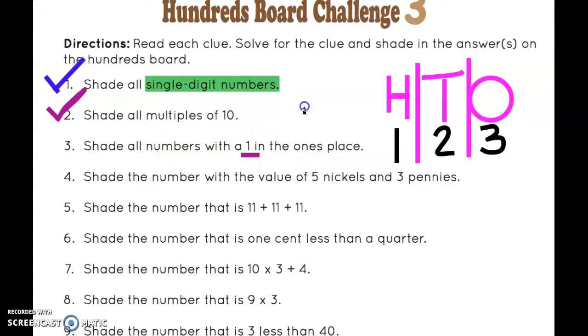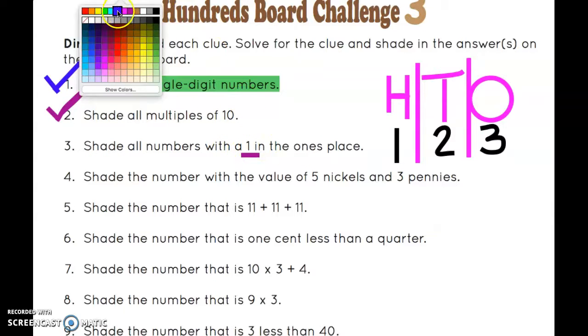Now I drew this over here for you: HTO, hundreds, tens, ones. So the ones place, it goes ones, tens, hundreds. So if this number is 123, what number is in the ones place? You should have said the digit 3. 3 is in the ones place. Well, this clue says shade all numbers with a 1 in the ones place.